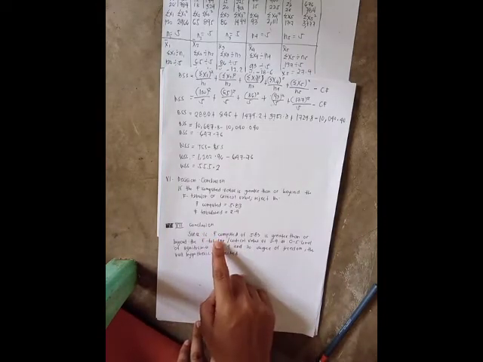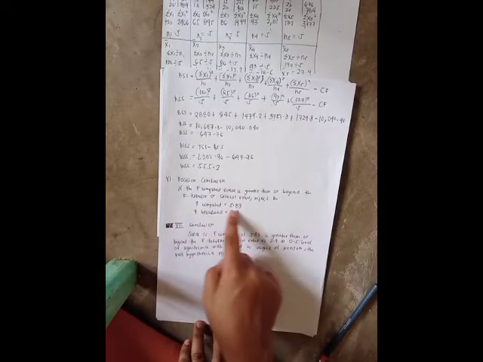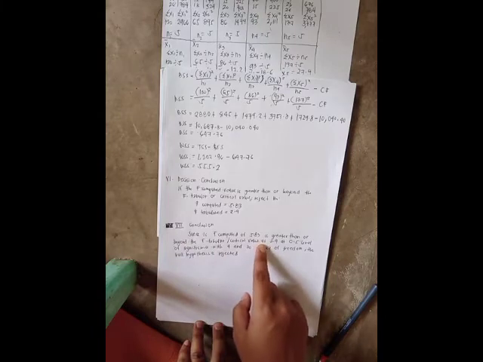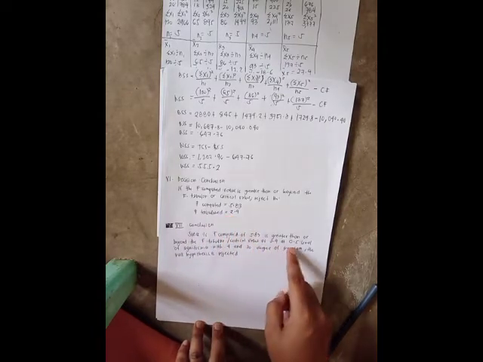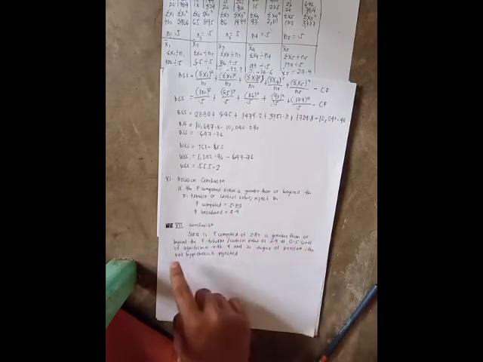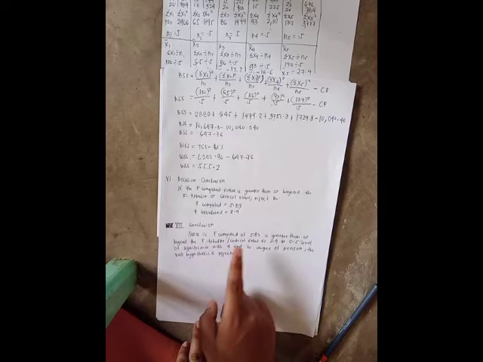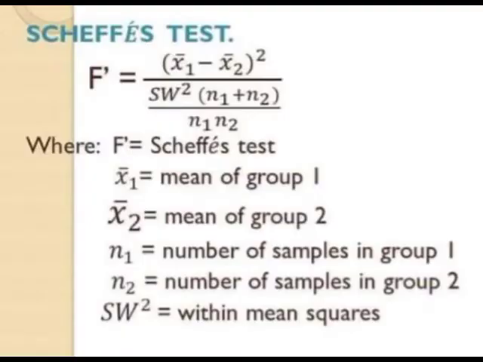Step 7, our conclusion. Since the F computed of 5.83 is greater than the F tabular critical value of 2.9 at the 0.05 level of significance with 4 and 20 degrees of freedom, the null hypothesis is rejected.